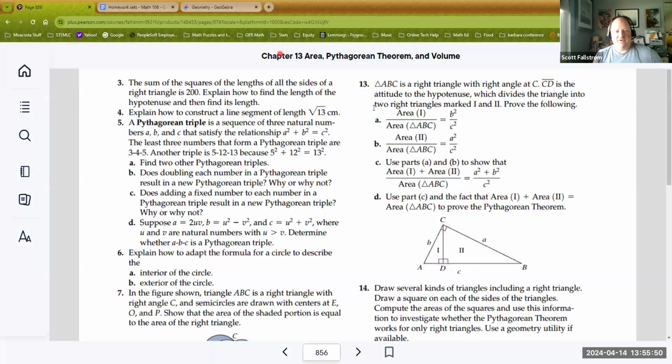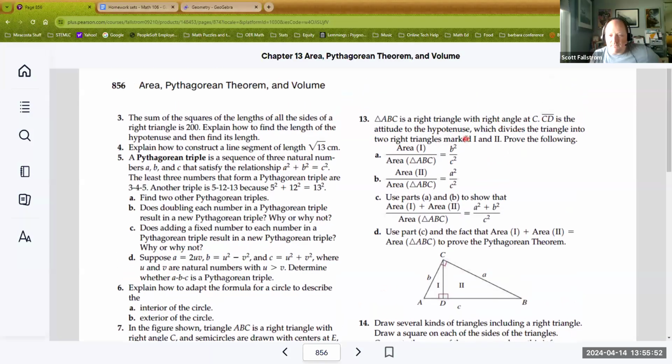What was it? 13 to 14. Okay, so 13 to 14. Here, ABC is a right triangle with a right angle at C. CD is the altitude to the hypotenuse, which does divide the triangle into two right triangles marked 1 and 2. They're listed right here, so we can see it. Prove the following. The area of 1 compared to the area of the whole is B squared to C squared. Okay. Prove the area of 2 is A squared to C squared.